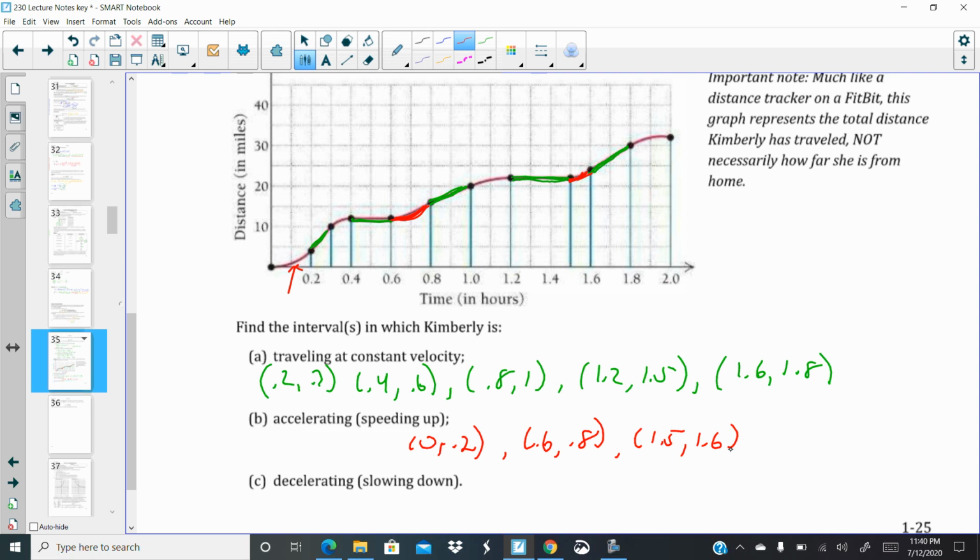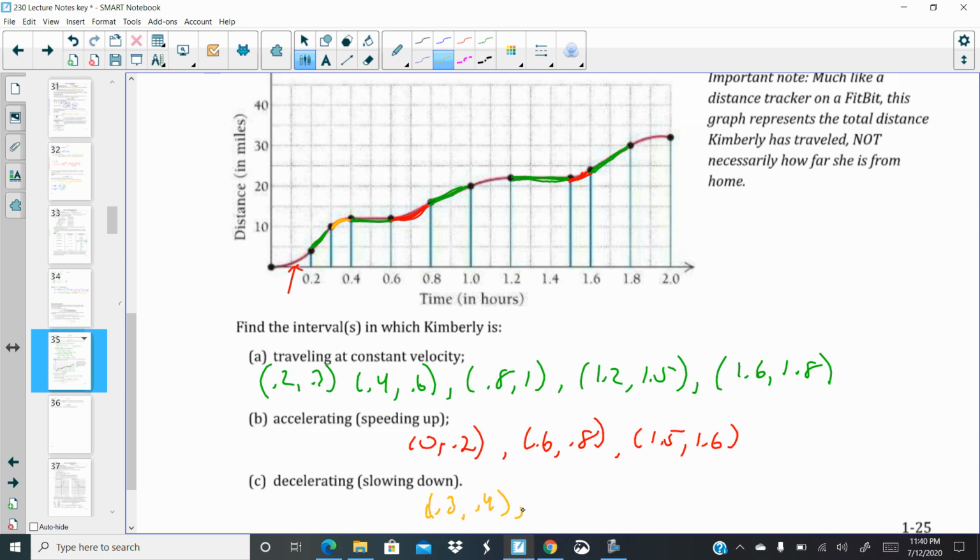And then where would it be decelerating or slowing down? Well, that would be a downward bend. So something like this. Because the velocity itself is still positive velocity, but you can see how it's bending down, meaning that the velocity is actually slowing down there. So I think we're going to go from 0.3 to 0.4.